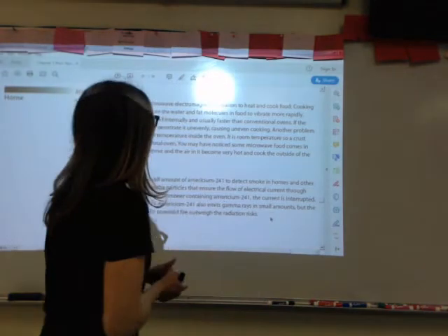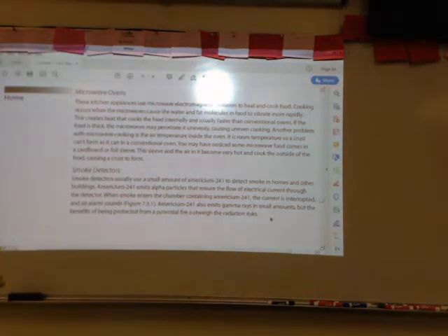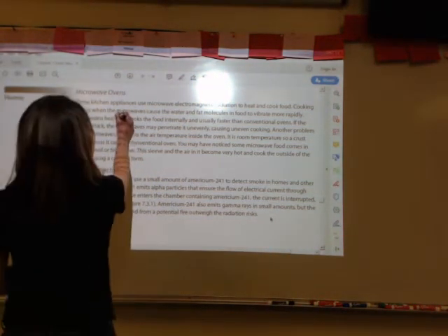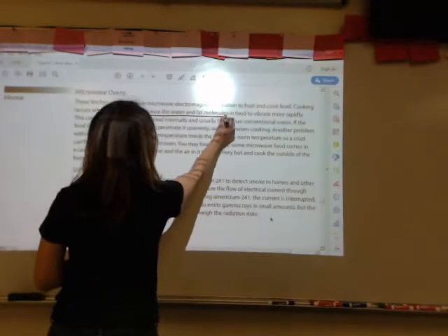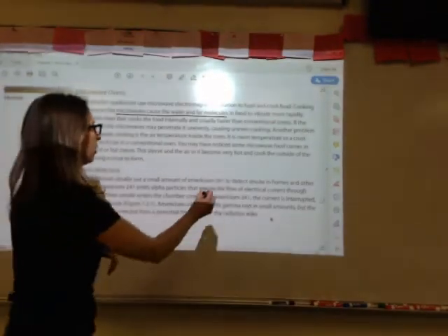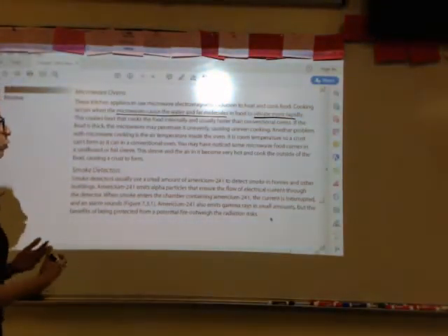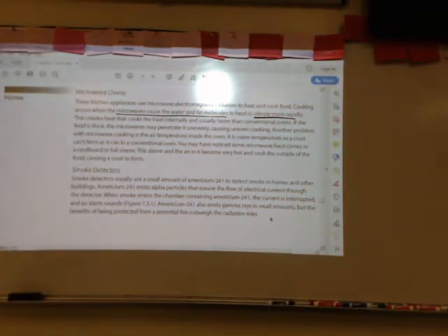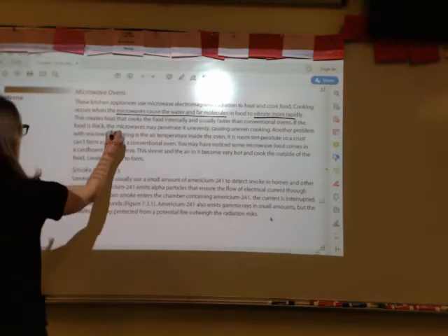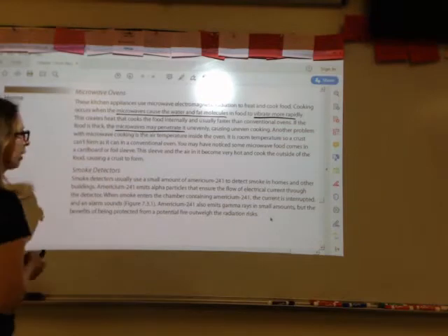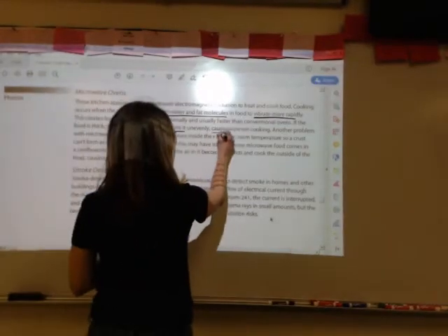So if we take a look in your home, for microwave ovens, we use the microwave oven to heat up and cook food. And cooking occurs when the microwaves actually cause the water and fat molecules in food to vibrate more rapidly. And that generates heat, and the food cooks internally and typically faster than if it were in the oven. If the food is thick, that means the microwaves may penetrate it unevenly, which is going to cause uneven cooking.